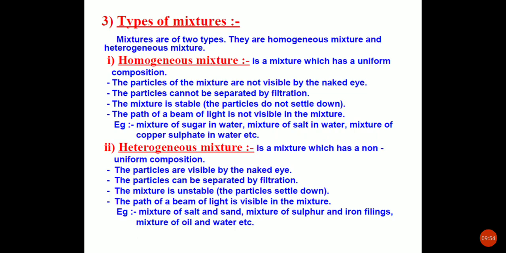Now we can discuss the second type of mixture, that is heterogeneous mixture. It is a mixture which has non-uniform composition. Its composition is non-uniform throughout. The particles are visible by naked eye. When you take the example of sand and salt, it is a non-uniform composition. It is a heterogeneous mixture, and the particles can be visible by naked eye. You can see sand and also salt.